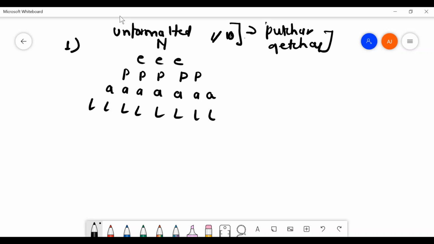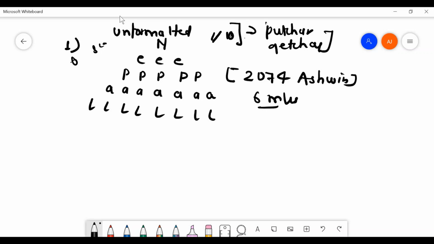So this is called unformatted. So in this question, if you use formatted like scanf and printf, you will get 0 marks. So take care of this. You have to use unformatted if it has been asked. Okay, so this question they have asked in 2074 Ashwin, and I think this question has been asked for 6 marks. Fine, so let's go to the solution part.